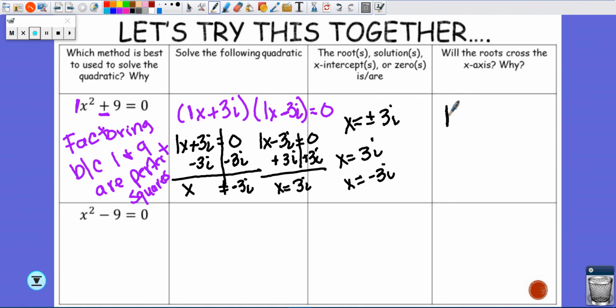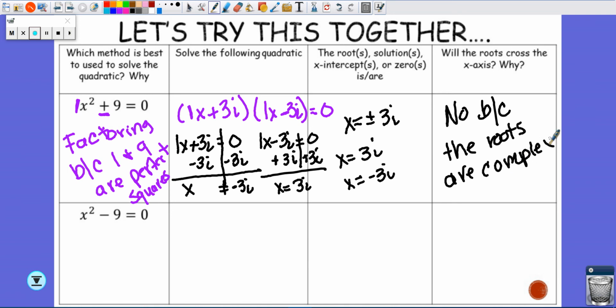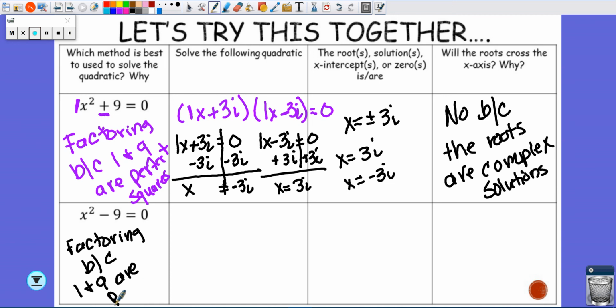Will the roots cross the x-axis? No. That is because of this i, because the roots are complex solutions. That i means the parabola is not going to cross the x-axis. So now, here's the second part of the question. It says, which method is best to use to solve the quadratic? Well, 1 and 9 are perfect squares, so we're going to say factoring, because 1 and 9 are perfect squares.